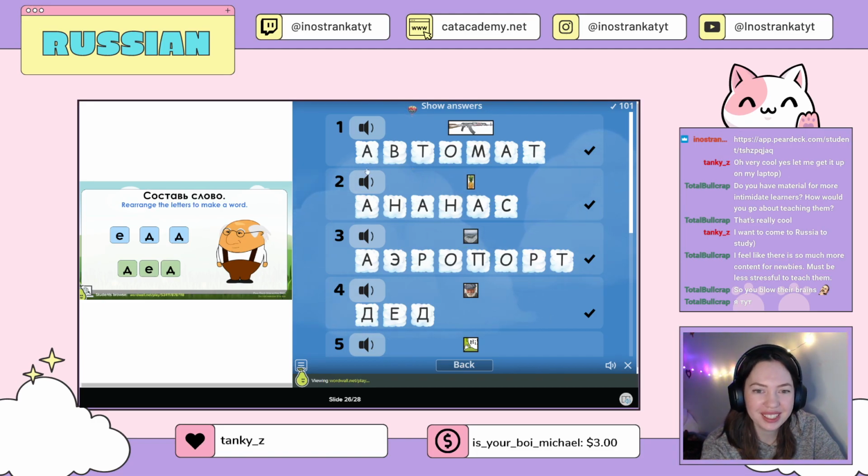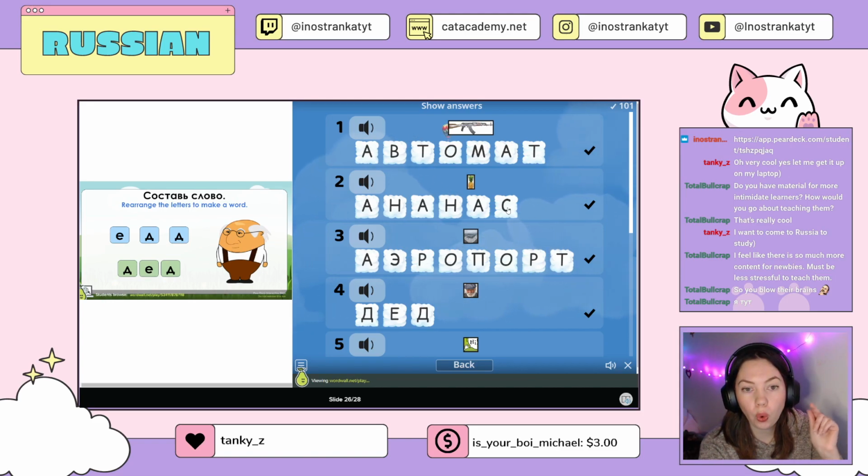So we were doing some spelling. Автомат. The final letter is a consonant, so it is "on", masculine. Next word is Ананас, ananas. The final letter is s. It's a consonant, so it's again "on", masculine.